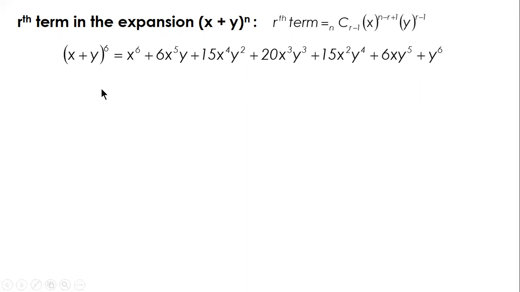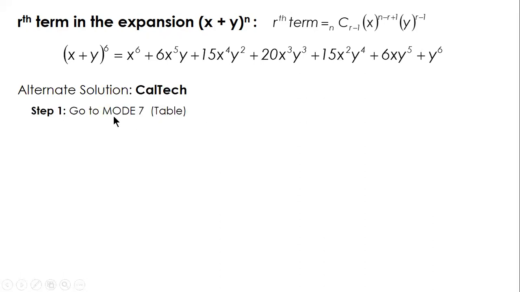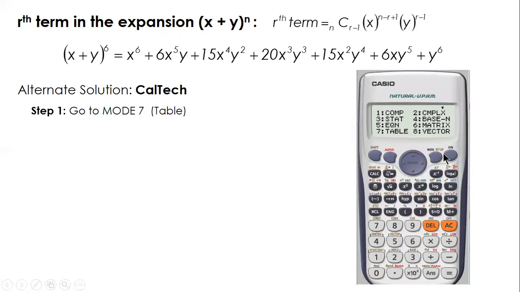and we will apply the calculator. So in the calculator, you go to mode 7. Mode 7 is table. Okay, so you have this calculator, press Mode 7, table. And the screen will prompt you when you use mode 7.